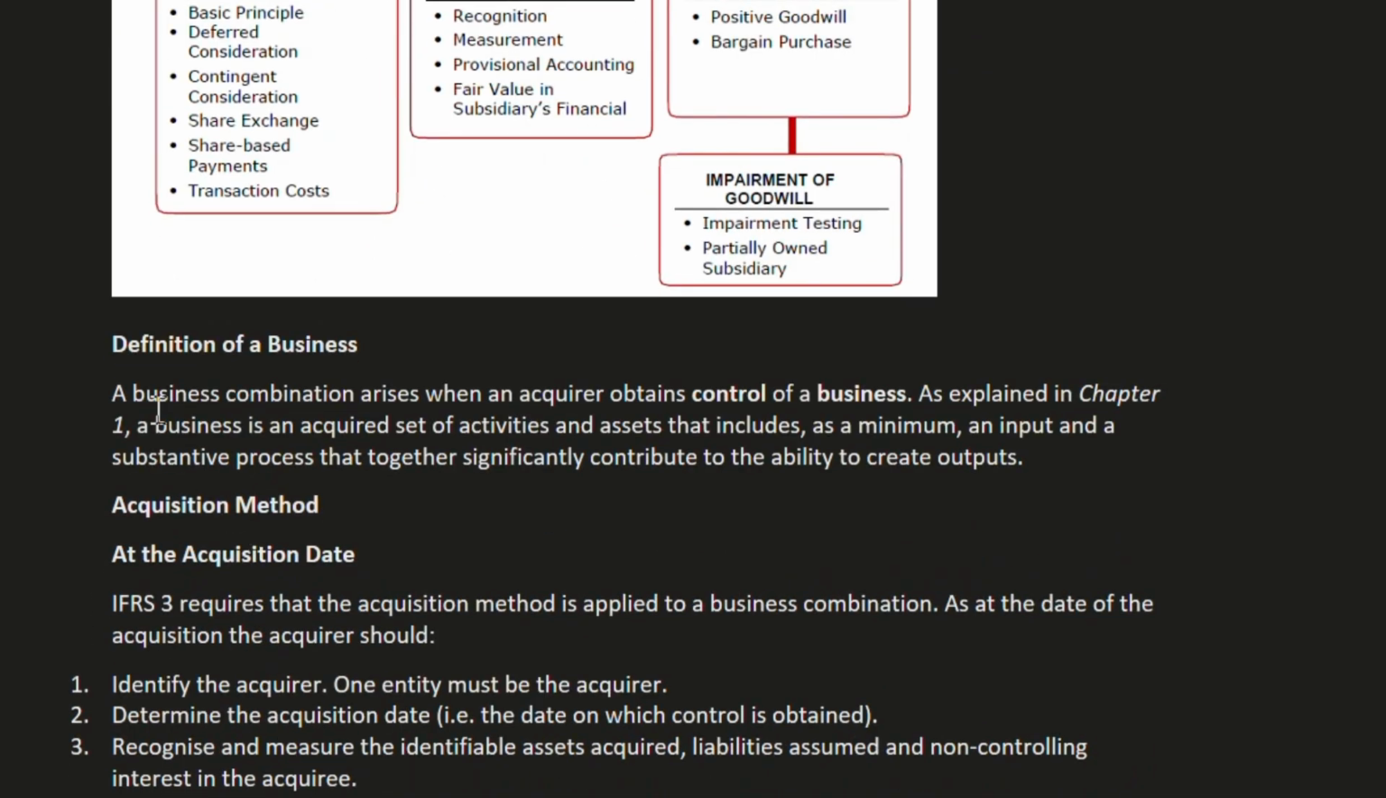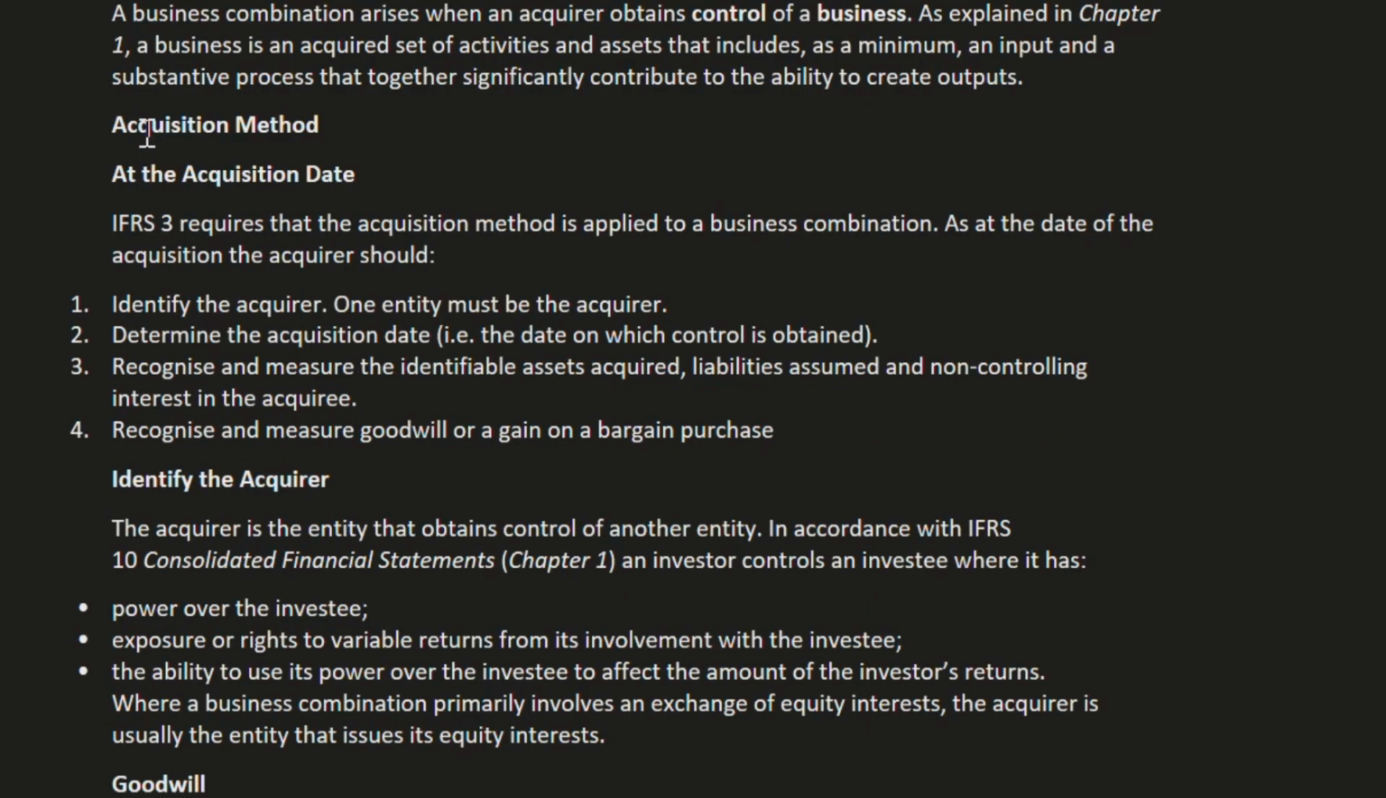Definition of a business. A business combination arises when an acquirer obtains control of a business, as explained in chapter 1. We have studied this in chapter 1. A business is an acquired set of activities and assets that include, as a minimum, an input and a substantive process that together significantly contribute to the ability to create output. So we have input, process, output. We have studied this in chapter 1.